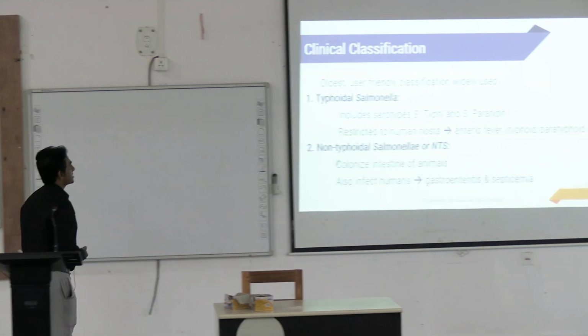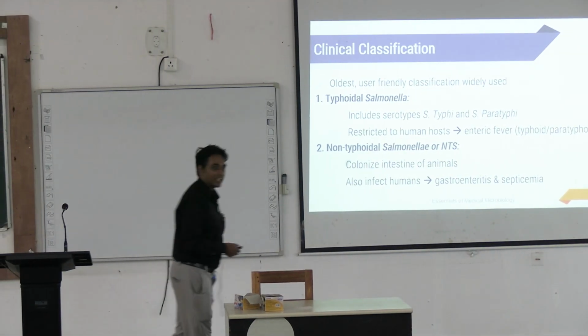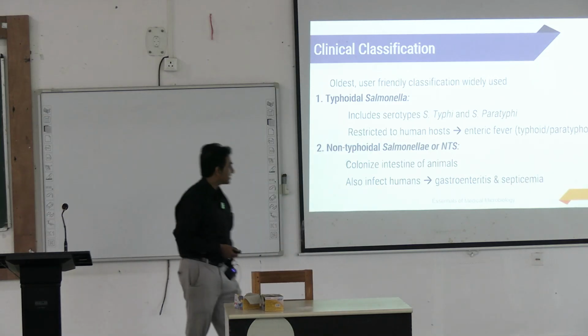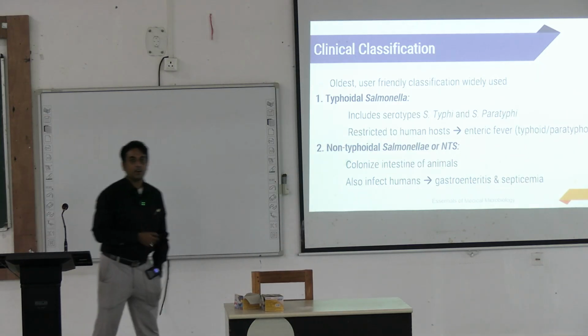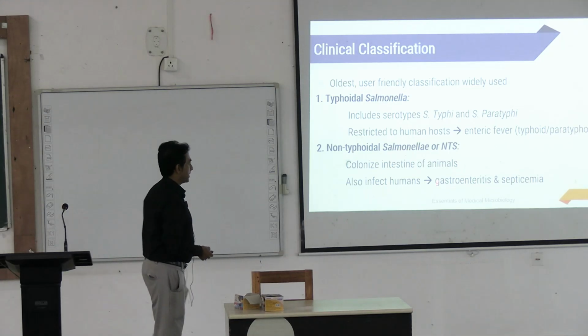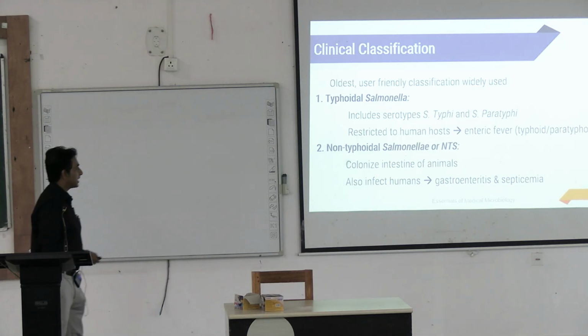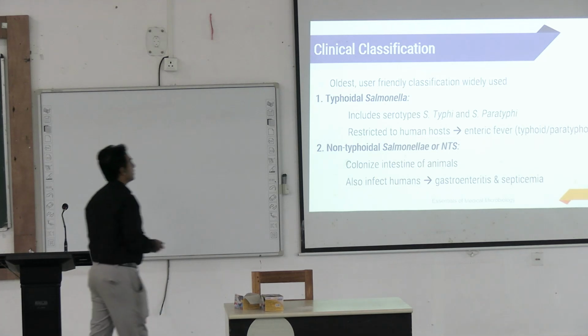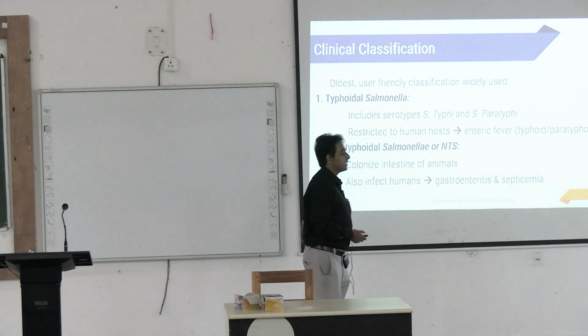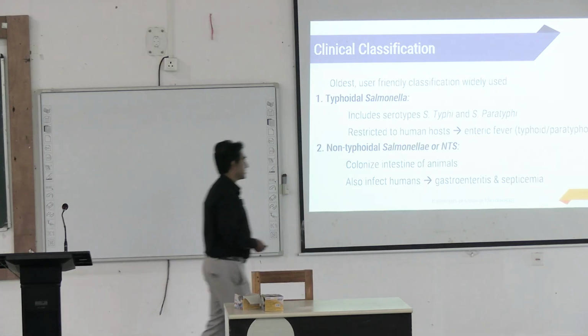The oldest classification was typhoidal and non-typhoidal Salmonella. Typhoidal includes the serotypes Salmonella typhi and paratyphi. These are restricted only to human hosts and cause enteric fever, typhoid and paratyphoid fever. Non-typhoidal Salmonella mostly colonize the intestine of animals, and when they affect humans, they cause gastroenteritis and septicemia.